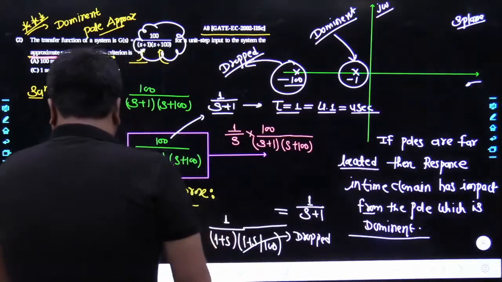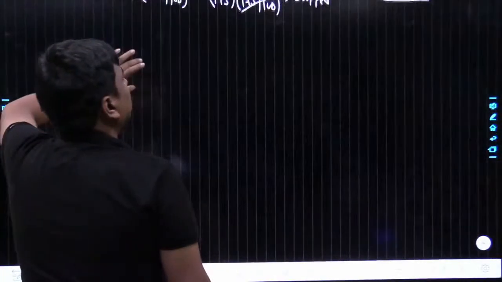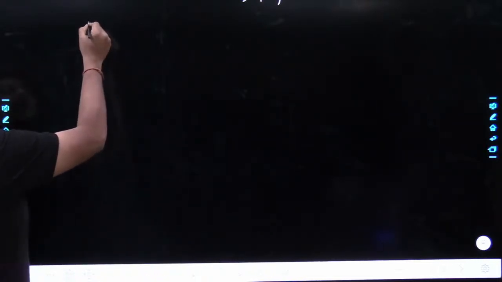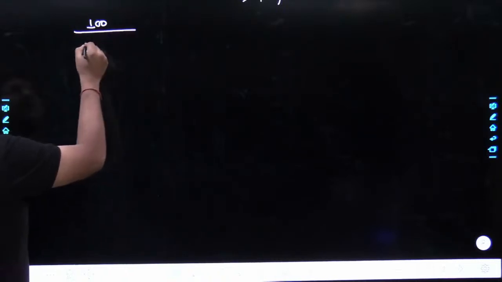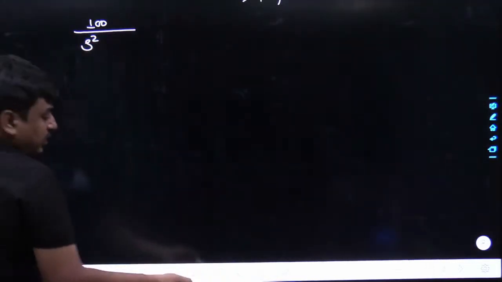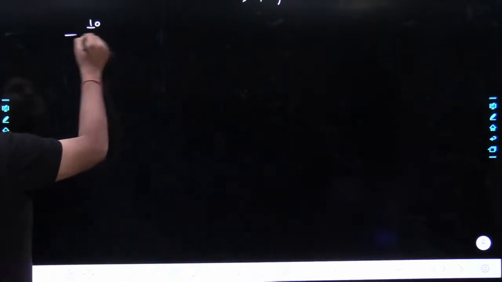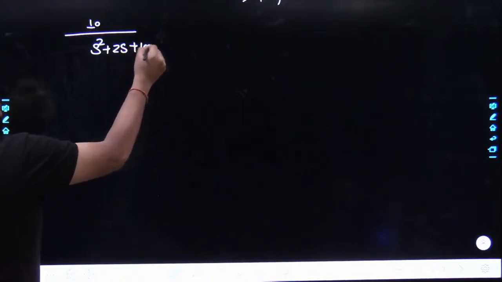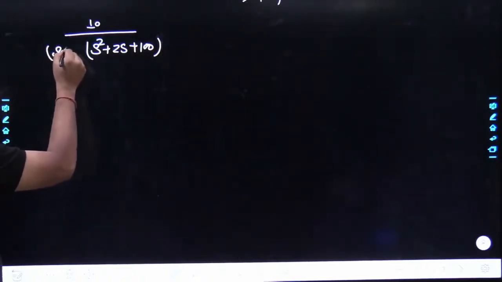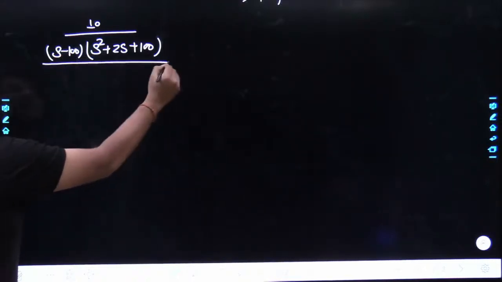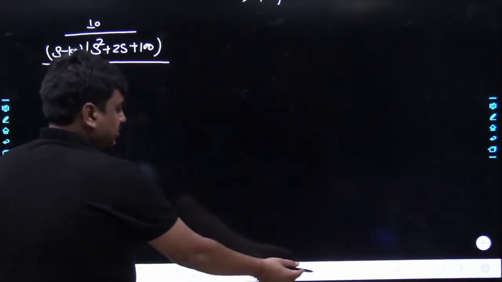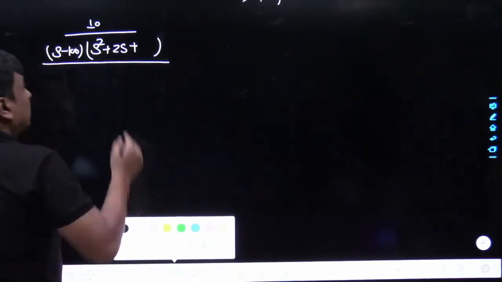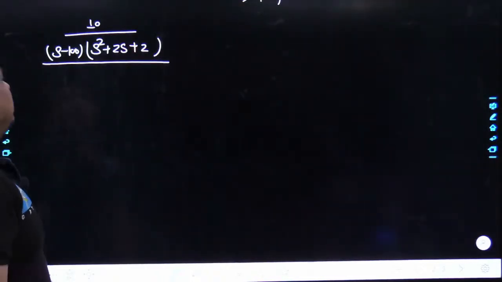So let me do one thing. Let me take one or two more problems. Here you can have the situation like 10 divided by (s square plus 2s plus 100), and let's take here (s minus 100). Yes, no, do one thing, let me change a bit here, change this 100 to 2, this 100 to 2. Yes, 2. And again the dominant pole concept can be used.